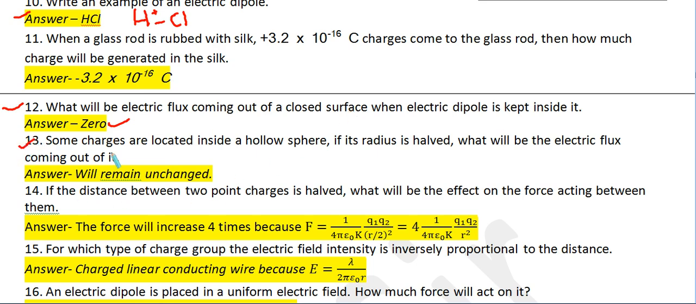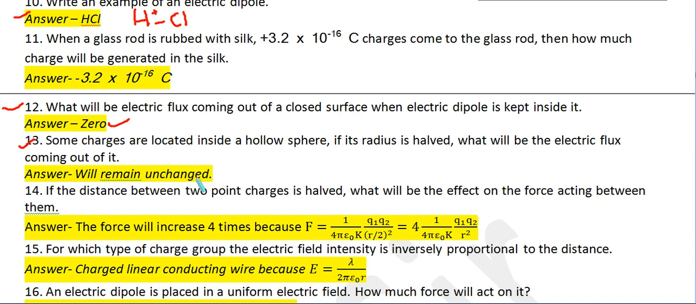Question number 13. Some charges are located inside a hollow sphere. If its radius is halved, what will be the electric flux coming out of it? It will remain unchanged because it does not depend on the shape, but only on the charge located inside the surface.